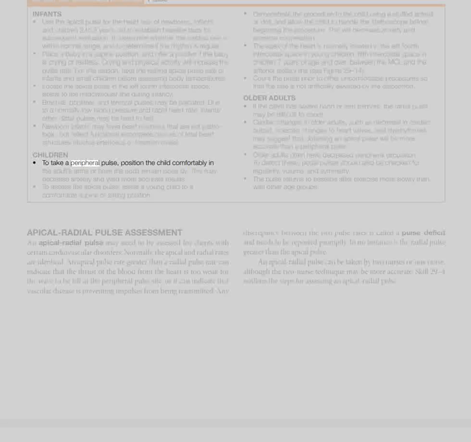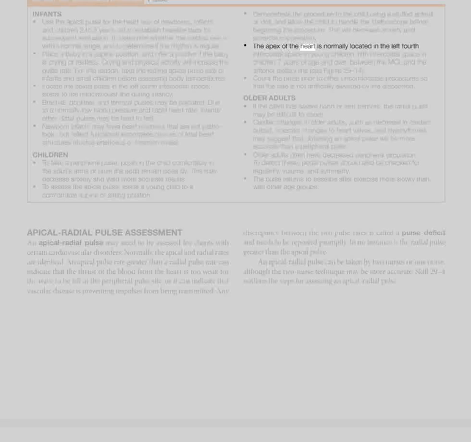Children. To take a peripheral pulse, position the child comfortably in the adult's arms or have the adult remain close by. This may decrease anxiety and yield more accurate results. To assess the apical pulse, assist a young child to a comfortable supine or sitting position. Demonstrate the procedure to the child using a stuffed animal or doll, and allow the child to handle the stethoscope before beginning the procedure. This will decrease anxiety and promote cooperation.